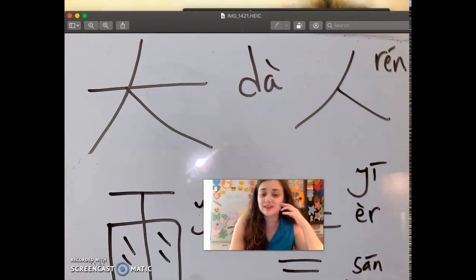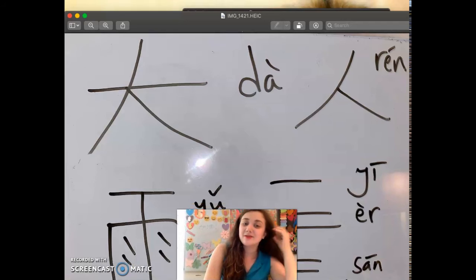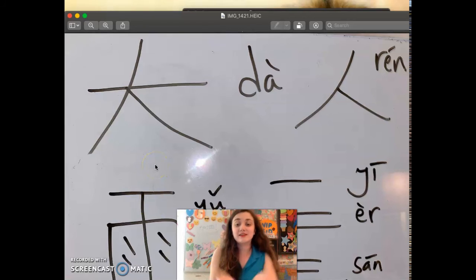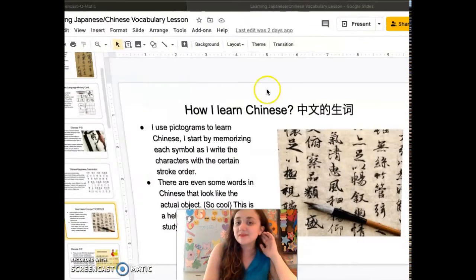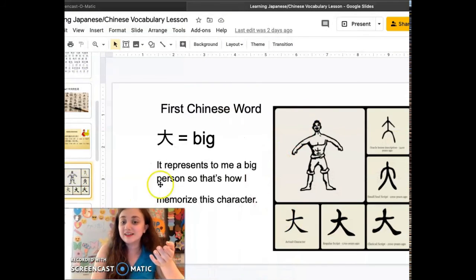Now, these were some characters I wanted to teach you guys today that I really think represent, or the character itself represents, the meaning. So this word, da, is big, and it looks to me like something big. And as I said in my example here, da looks like a big person, right? Big man. So that's how I remembered it. I kept thinking, oh, it's big, big man. So da is big.